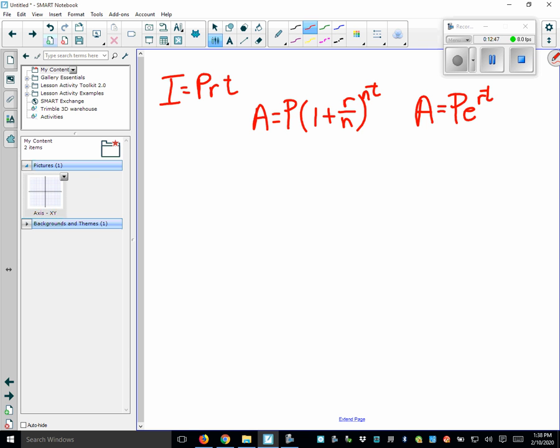Okay, we have $20,000. We're going to invest it at 3% interest for 8 years. How much simple interest will you earn?